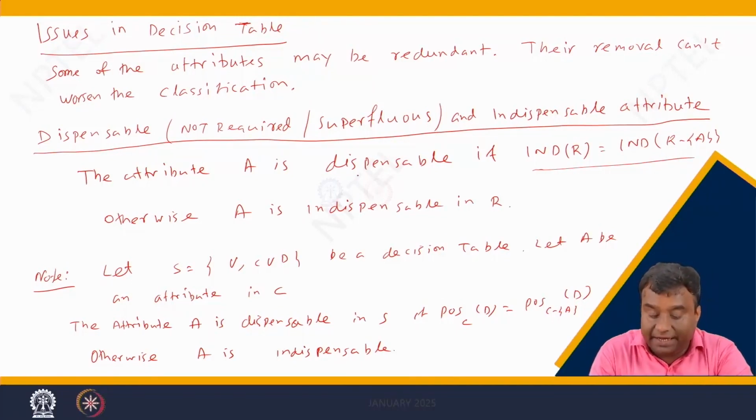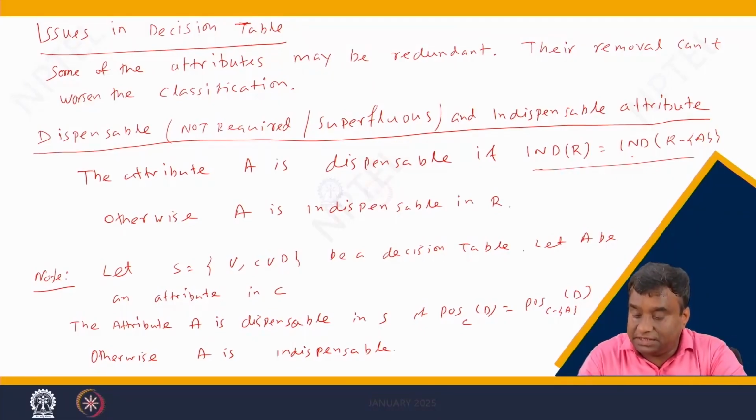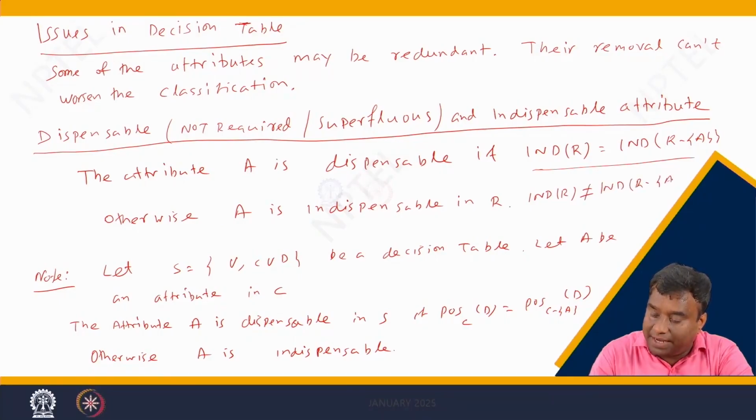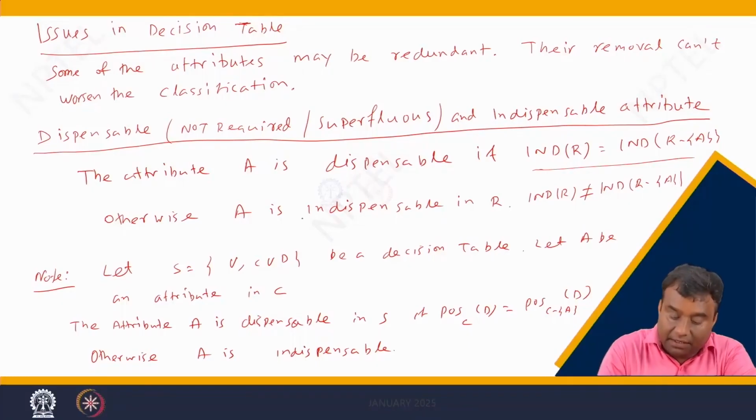The attribute A is dispensable if the indiscernibility relation of R is equal to the indiscernibility relation of R minus that attribute, that is attribute A. Otherwise, if the indiscernibility relation of R is not equal to the indiscernibility relation of R minus A, then A is indispensable.